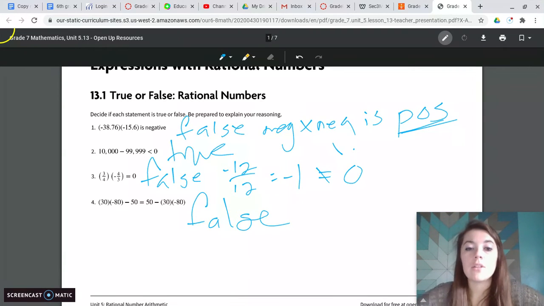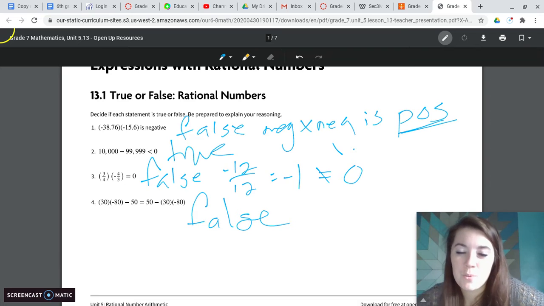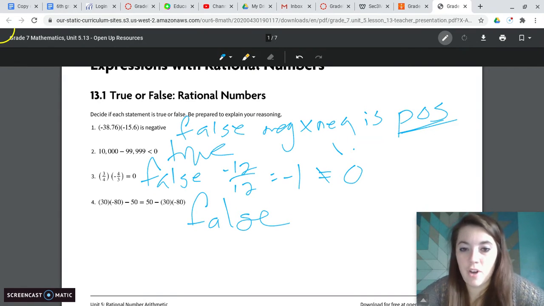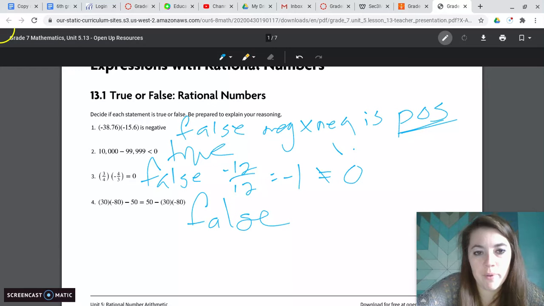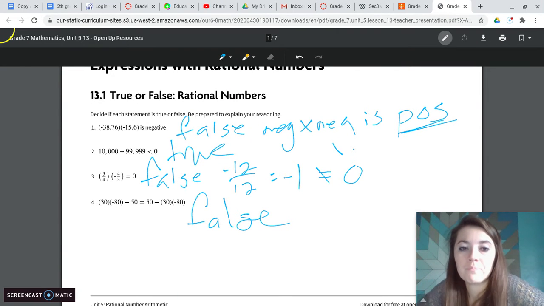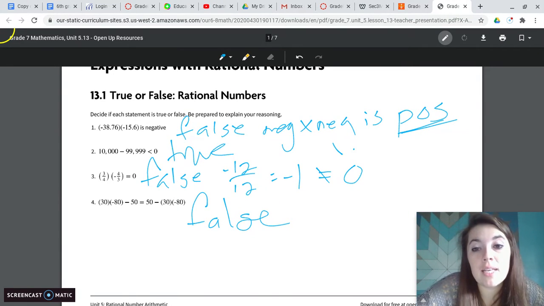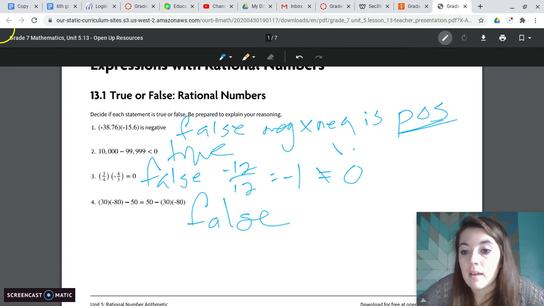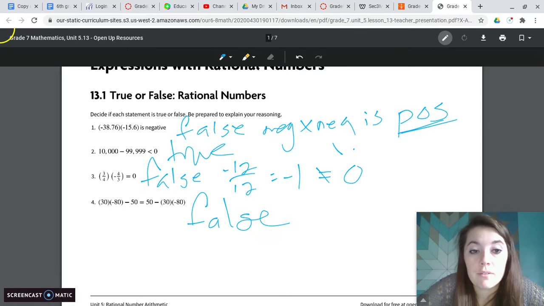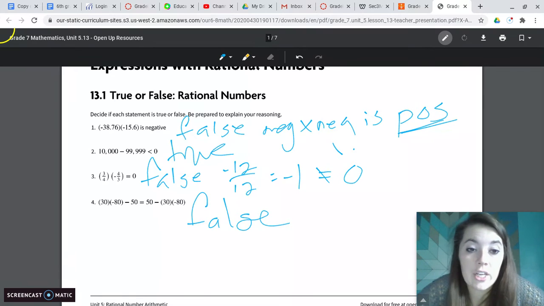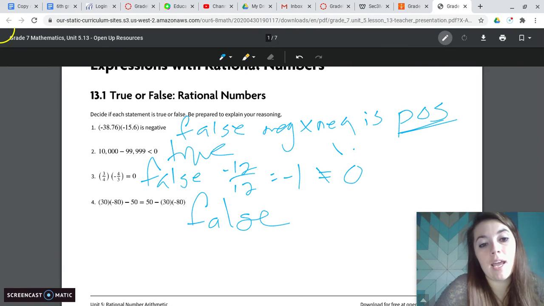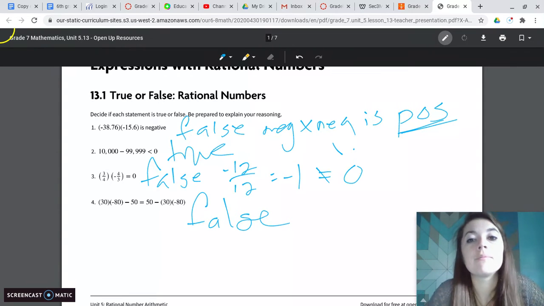Excellent. All right, so these are a few things with rational numbers. We can't switch around subtraction, so we can't change the order in a subtraction problem. It completely changes the problem. A negative times a negative is always a positive. And with the others, know your subtraction. If you take one number minus something that's bigger than it, you're going to get a negative number. And if you take opposite reciprocal fractions, you don't get 0. You get negative 1 when you multiply them.